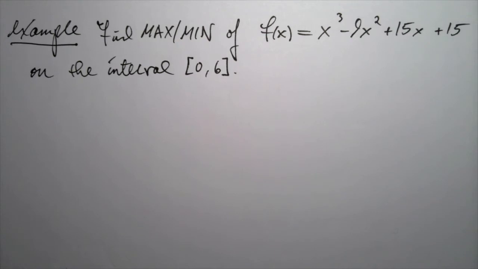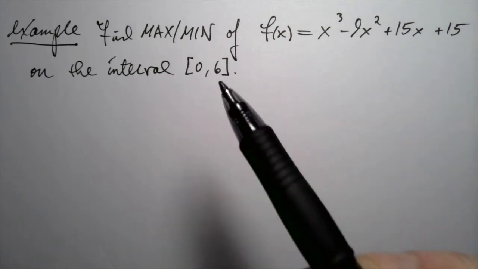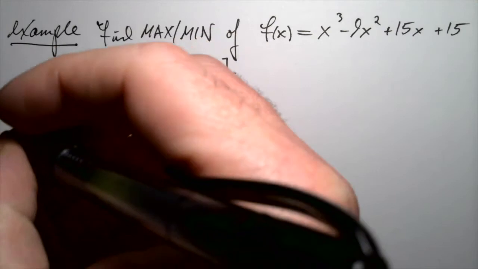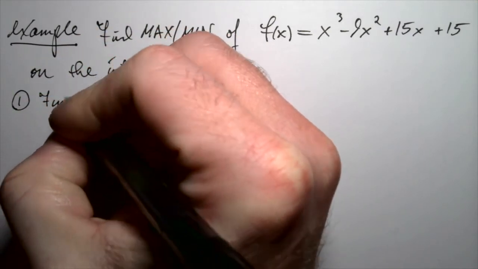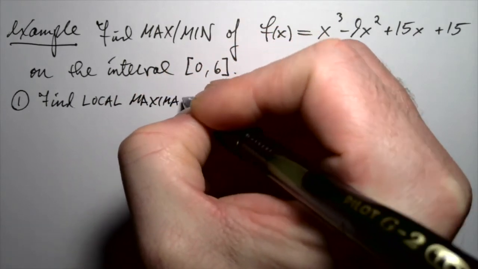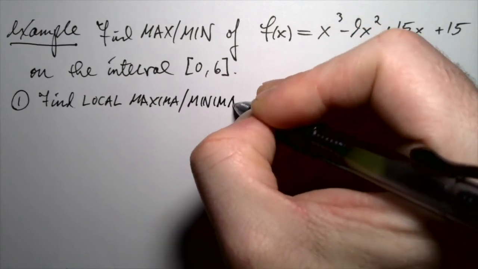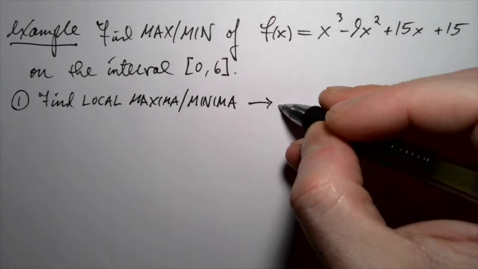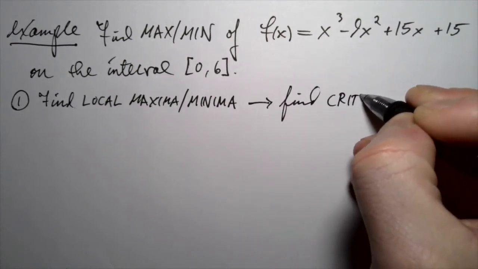We're going to find the maximum and minimum values of the function f of x equals x cubed minus 9x squared plus 15x plus 15 on the interval from 0 to 6. So we only accept x values in between 0 and 6 in this discussion. So the first step is to find the local maxima and minima, and in fact we're going to do something more general. We're going to find the critical values.